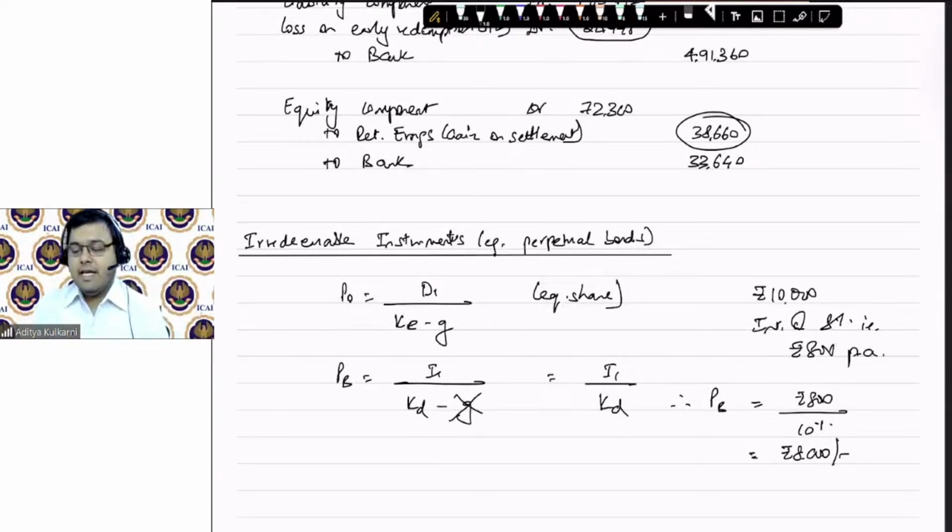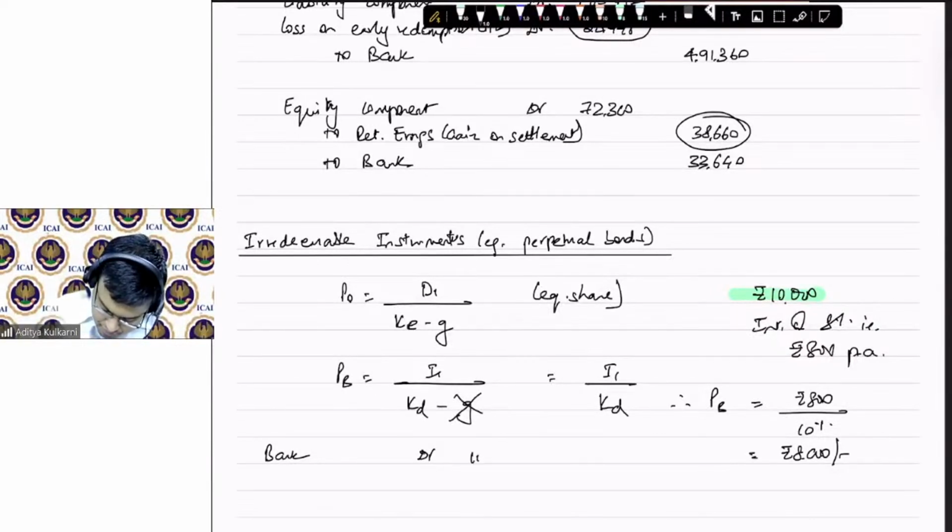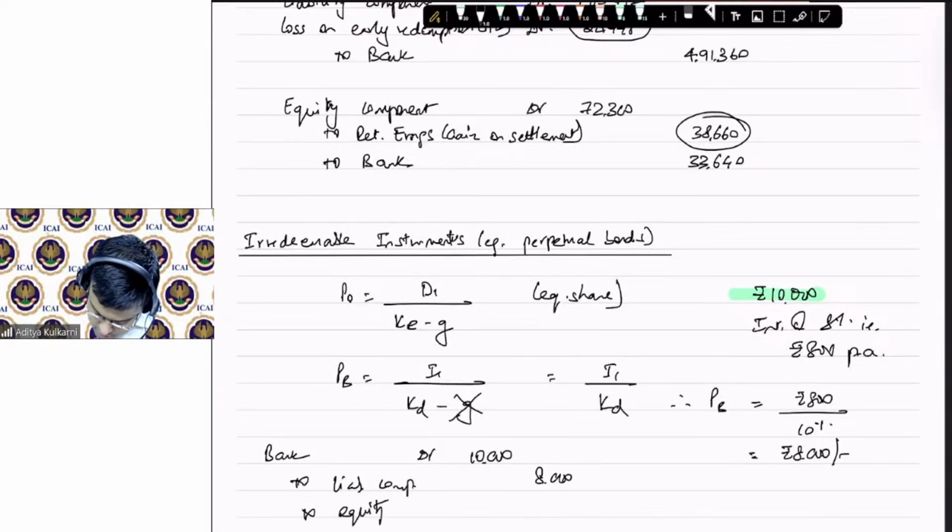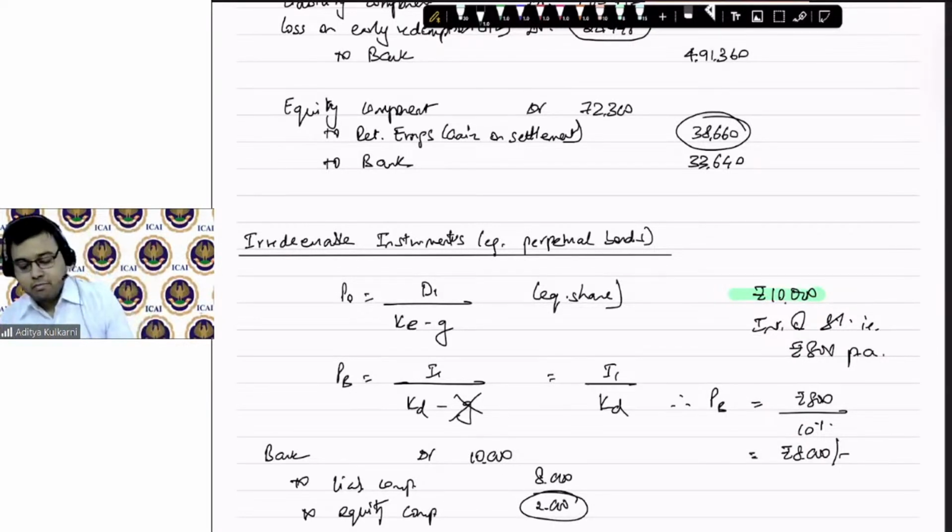But the investor has paid how much? The investor has paid 10,000. The value of the bond is 8,000. Investor has paid 10,000. So 2,000 represents the equity feature. So bank account debit 10,000 to liability component 8,000 to equity component 2,000. Equity component as usual is never going to change. Okay, it will remain at 2,000.